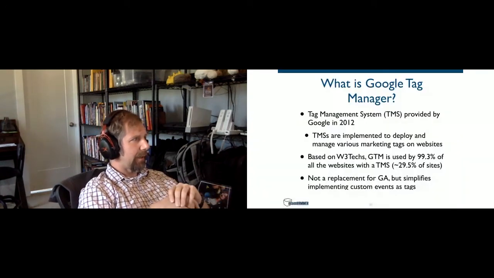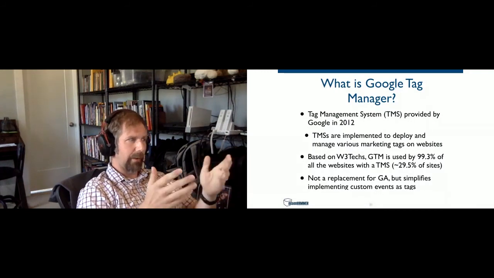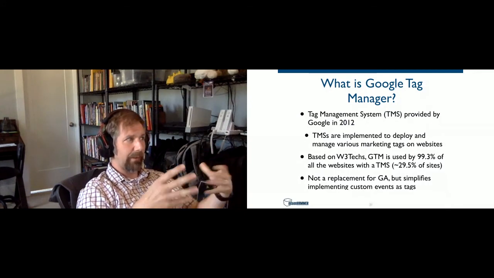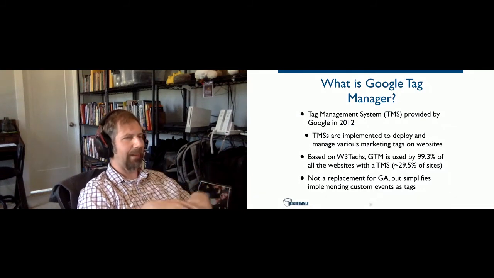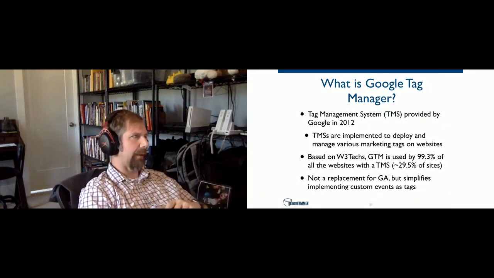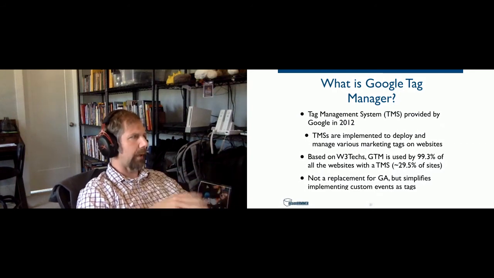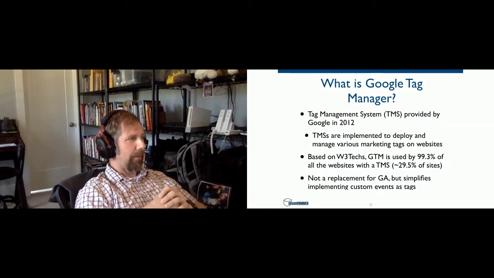Google Tag Manager is a tag management system provided by Google. It's been around since 2012, so it's a bit more modern. A tag management system is basically a system that is implemented to deploy and manage various marketing tags on websites. And there are a zillion of these, like your Facebook tracking pixel, all sorts of stuff. It's used on the vast majority of sites that use a tag management system.